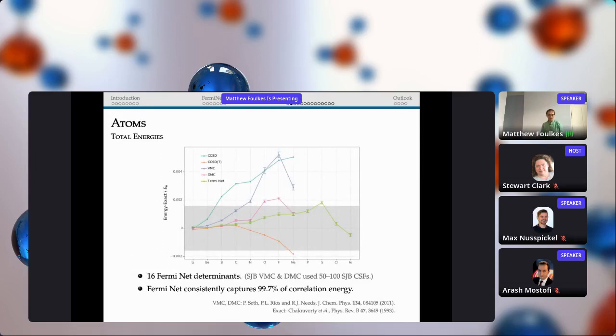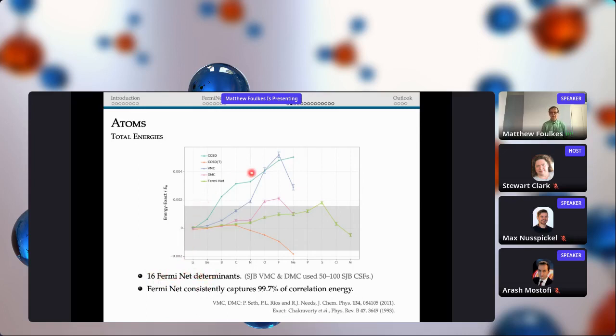So here are some atoms. These are the first two rows of the periodic table. And we just solved the ground state energy of an atom using FermiNet. In all cases, we used exactly the same FermiNet. In fact, for all the results I'll show you, we used exactly the same FermiNet. So it's always got 16 of these general determinants in it, just 16.